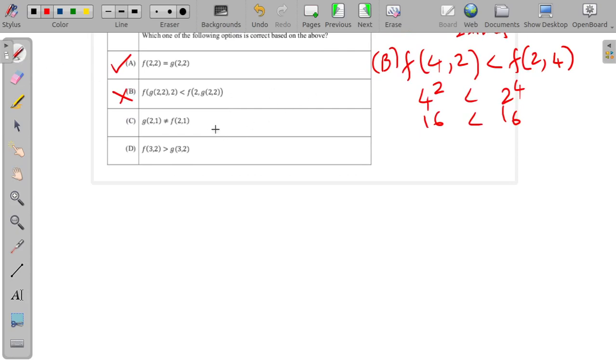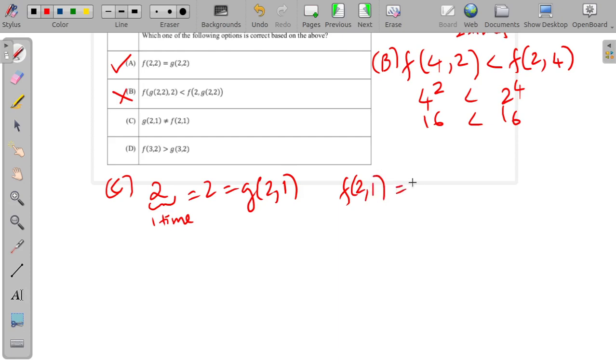Next we have g of 2 comma 1. Let me write it here. G of 2 comma 1 is 2 raised to 2 raised to 2. This has to be 1 time, which is 2. This is g of 2 comma 1. Then f of 2 comma 1. This is 2 raised to 1, which is 2. So these two are equal though, and it says it's not. So this is wrong.